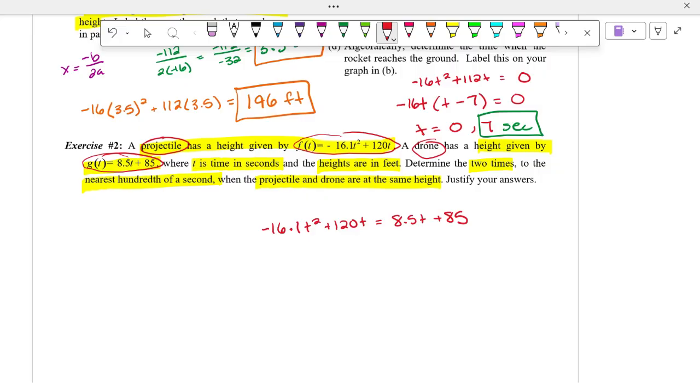So we're going to solve this by hand, and then check ourselves using Desmos. If I solve by hand, I'm going to subtract the 0.85t from both sides, as well as the 85. So this would be negative 16.1t squared plus 120, not 120. What's 120 minus 8.5?